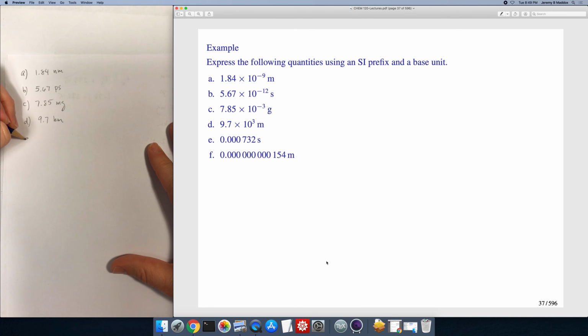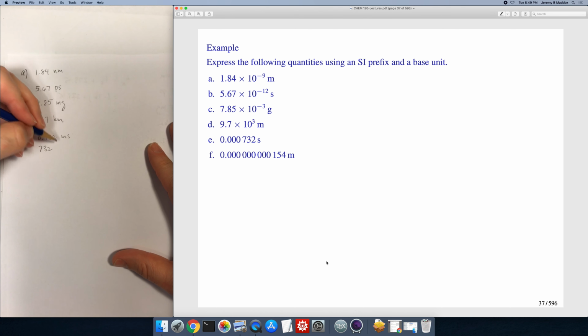For part E, we could actually go 2 different routes. We could write this as 0.732 milliseconds, or we could write it as 732 microseconds. And by the way, this funny letter here, this is a Greek letter mu. It looks like a U with a long left-hand leg there. Part F. Again, we could go two different routes. We could write this as 1.54 nanometers or 154 picometers if we want it.